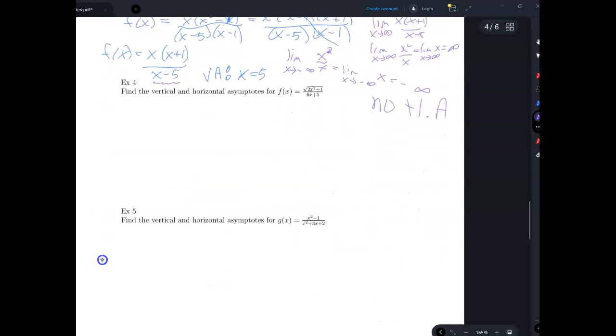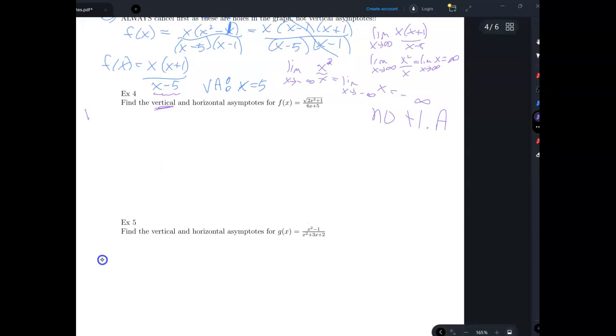Okay, so now let's do the same thing for this one. So vertical asymptotes, since there's nothing to cancel, I can see where the denominator equals 0 is where there's a vertical asymptote. So that's at x equal negative 5 over 6. That was done. All right, so now let's find the horizontal asymptotes by taking the limit as x goes to infinity and then towards negative infinity.